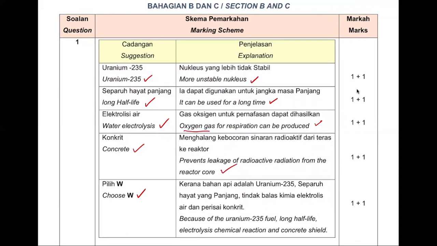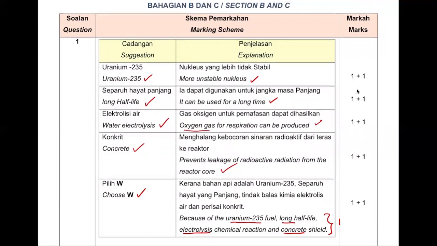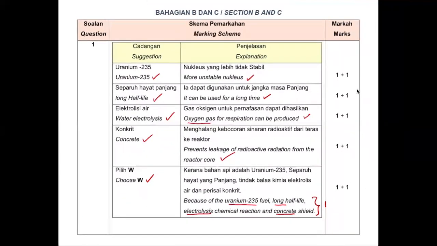Because of the uranium-235 fuel, long half-life, electrolysis, chemical reaction, and concrete shield. All right, so this one is 1 mark. So overall, it would be 10 marks. Okay, 10 marks. Quite simple actually, this question.